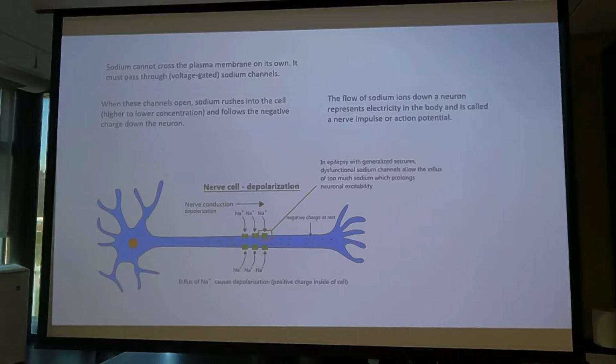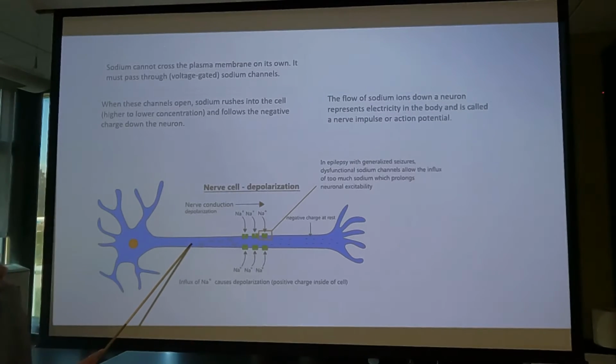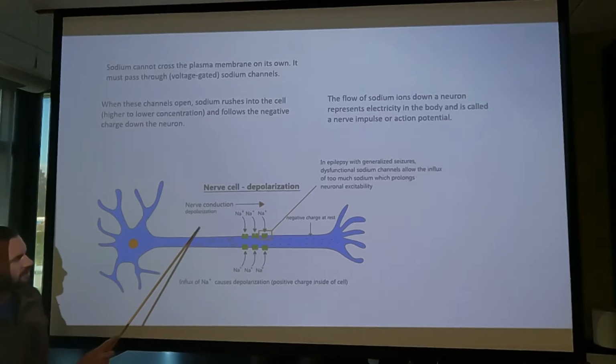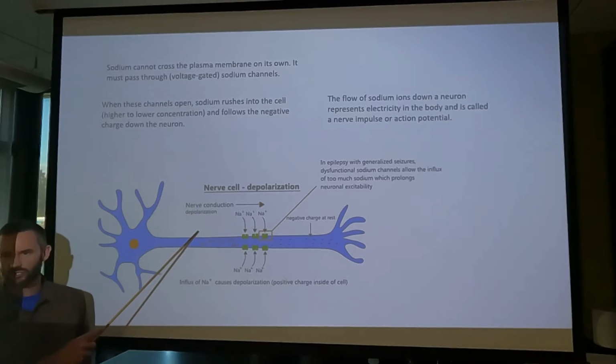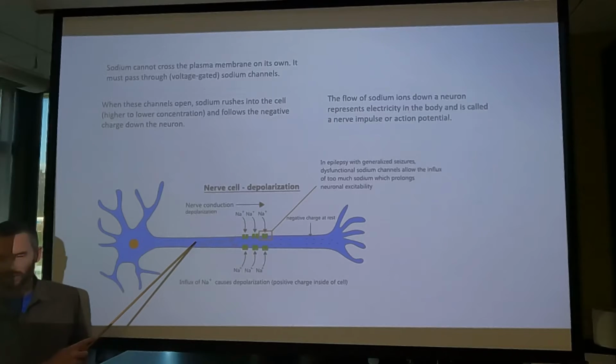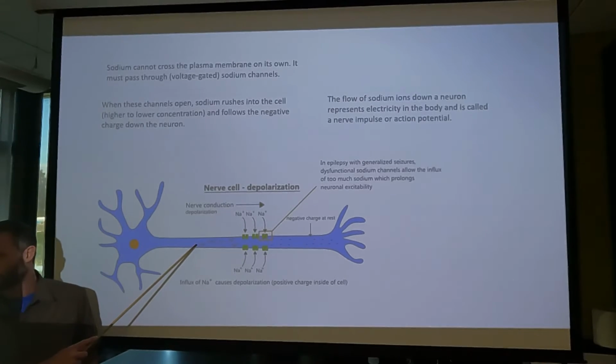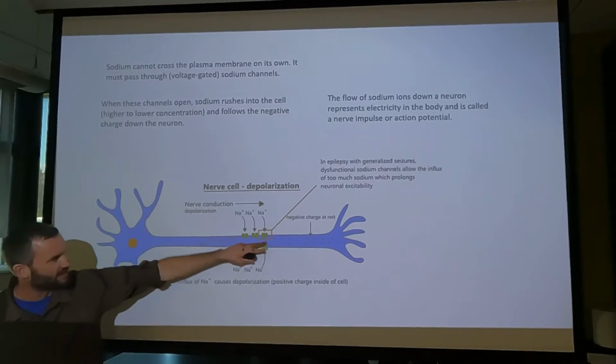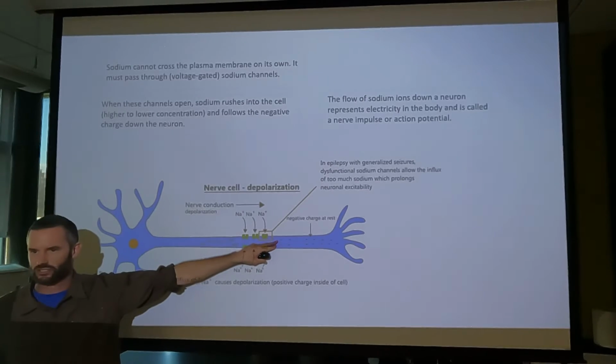So here we have a neuron. This is an individual nerve cell. And this is the fluid outside the cell, this is inside, and I want you to imagine that there's a much higher concentration of sodium outside the cell than inside the cell. And because of that, there's a negative charge inside this neuron.